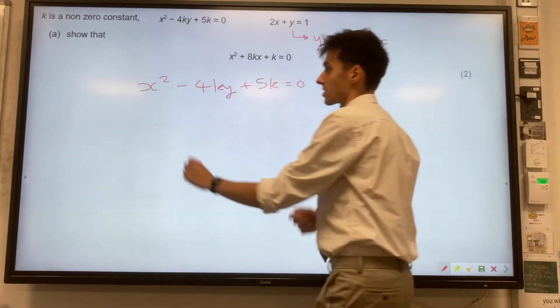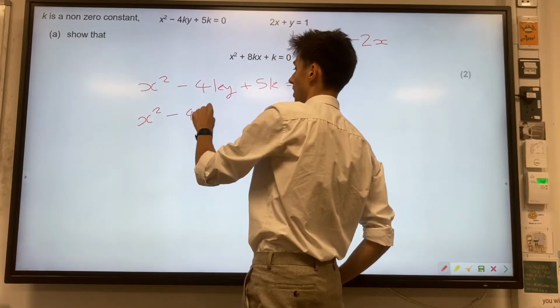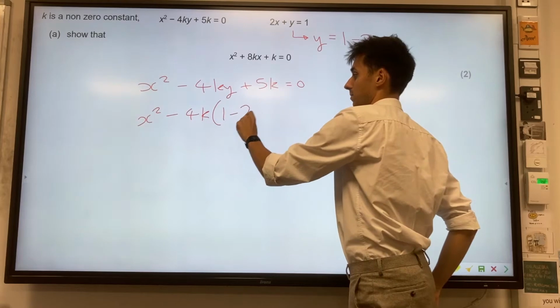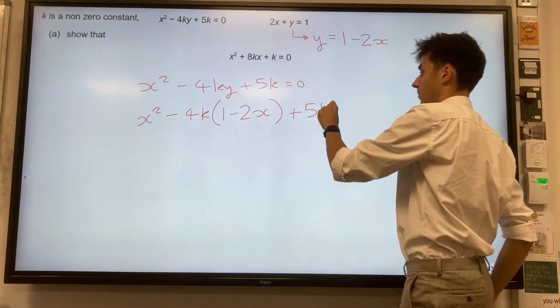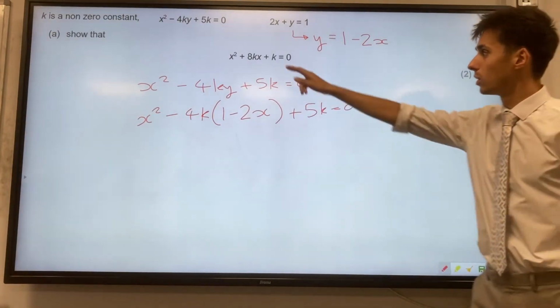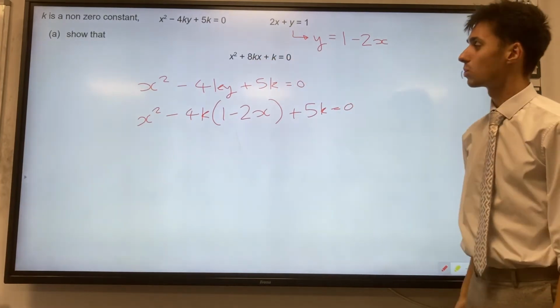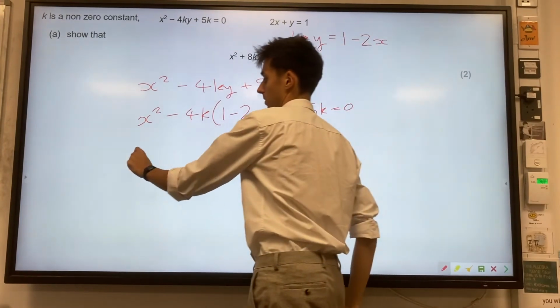So then writing this out, we've got x squared minus 4k, and I'm going to put it in brackets as 1 minus 2x, plus 5k equals 0. Well, we're almost there at this point. We want to get to x squared plus 8kx plus k equals 0. So let's just expand out the brackets and see what we get.